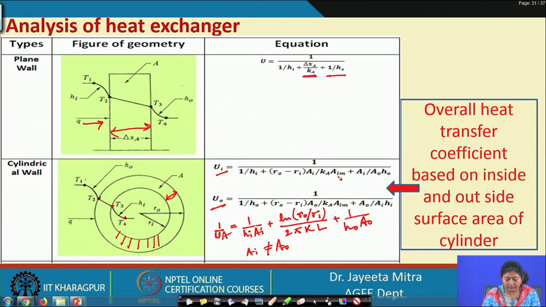And A 2 is the whole surface area, that is 2 pi R O into L, minus A 1, that will be 2 pi R I into L.